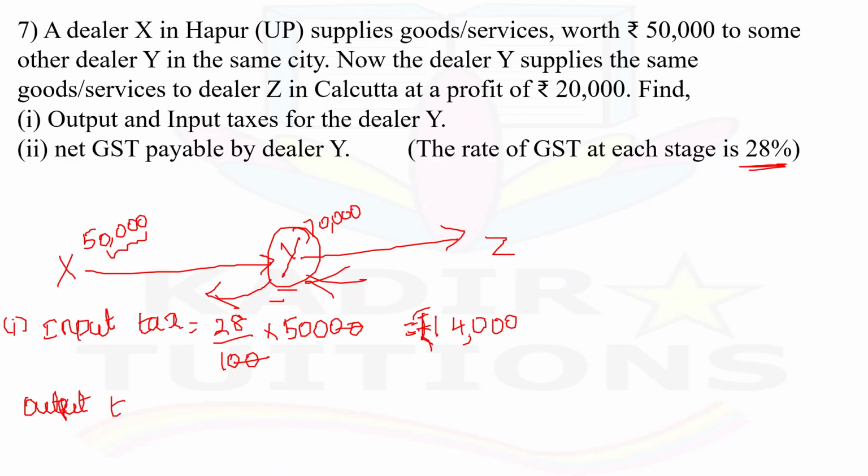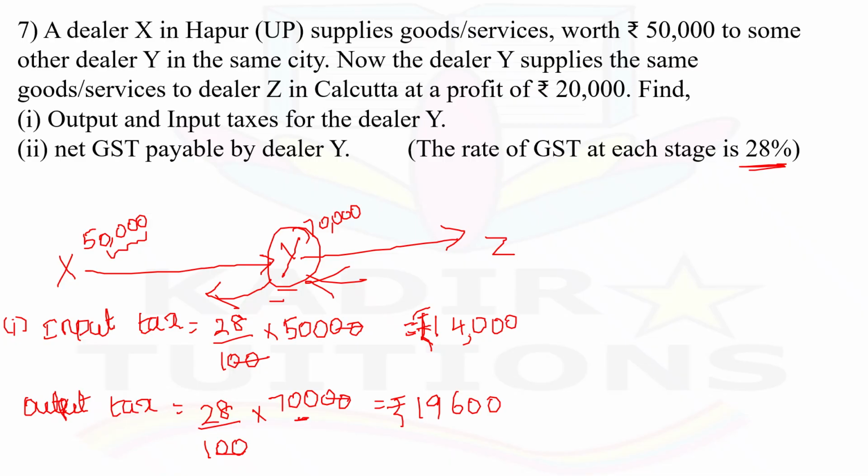So now let's find what is output tax. It's nothing but how much he got from the dealer Z. So it is 28% of that amount, into 70,000 now, because the selling price to Z is 70,000. So you have to take that amount only. So we can cancel here. So 28 into 7, it's nothing but 196. And still here two more zeros are there. So I can include these two zeros. Yeah, so now output tax is 19,600.